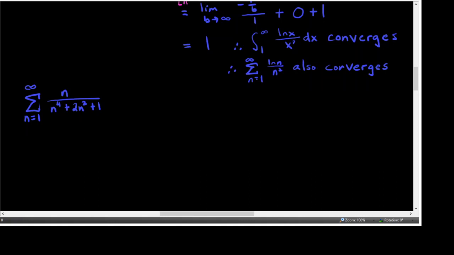So let's consider the integral test again, because that's what this section is about, p-series and integral tests. So we're going to have a little bit of both in these last examples. This one I think we can do with the integral test. We'll see.